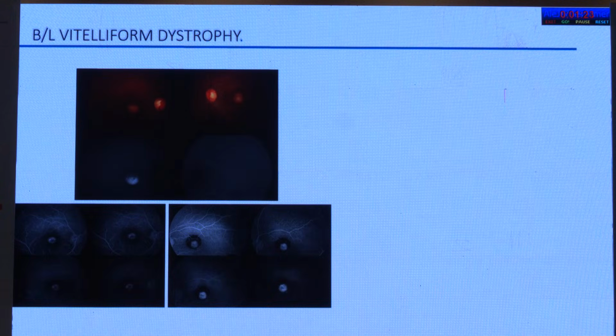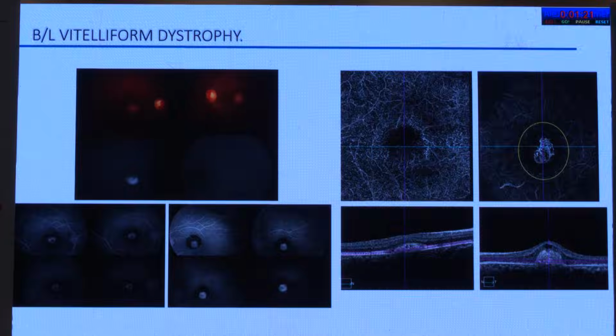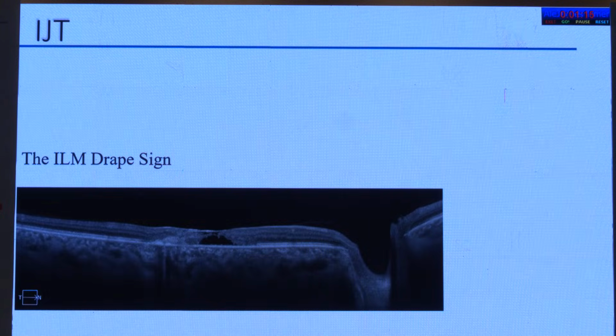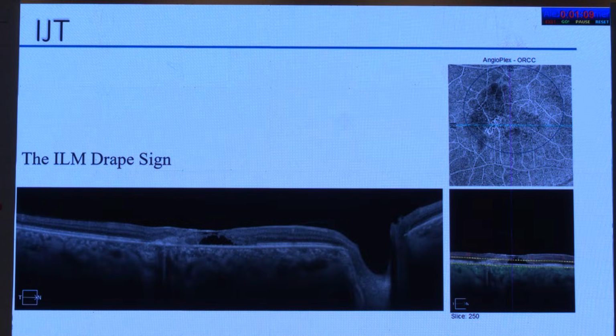Coming to vitelliform, this was just an egg yolk story until OCTA started picking up networks, and you could see the change it has brought about in the treatment modalities for this. ILM drape sign was the most common term, and there was no treatment for this many years ago. But now we see why different patients progress differently: because there is always a tiny network, which sometimes needs to be treated.